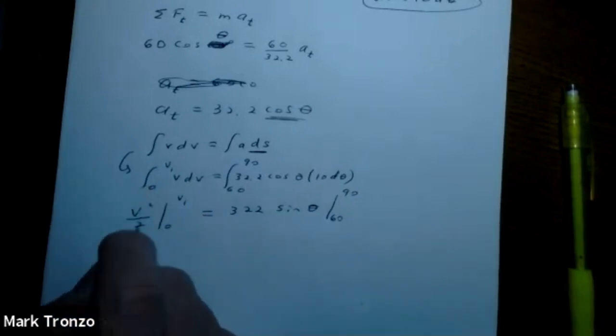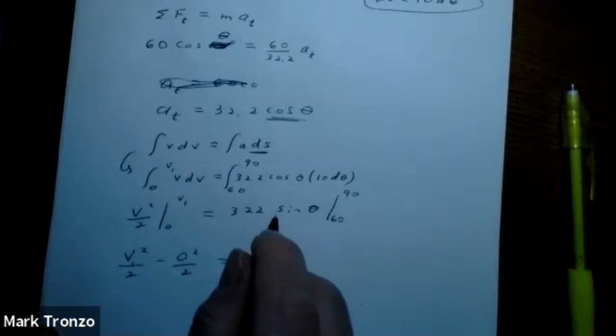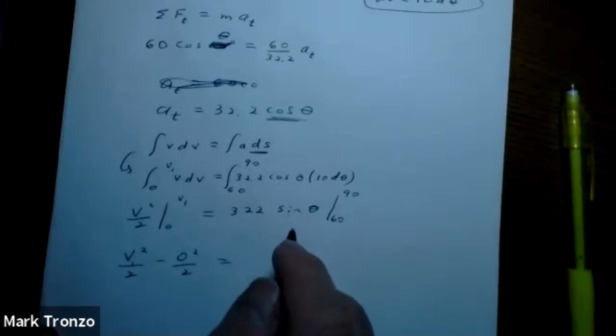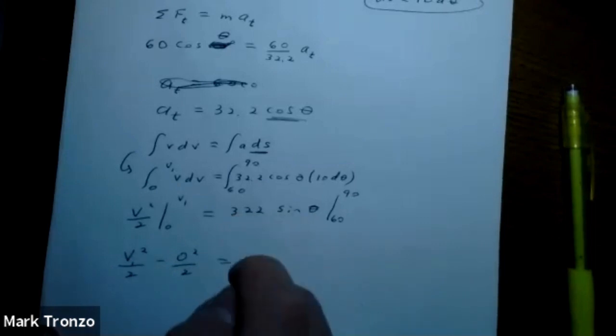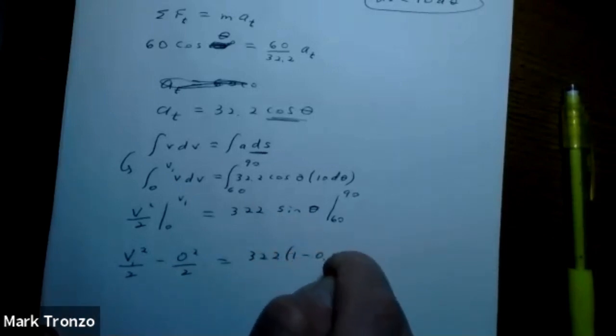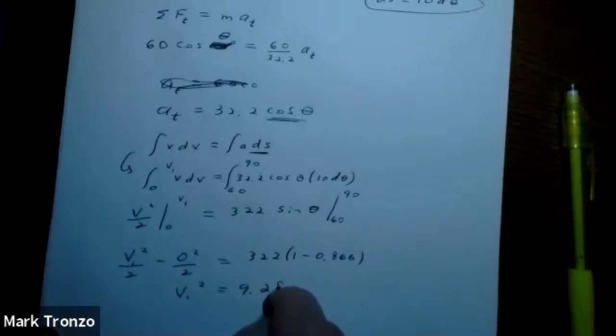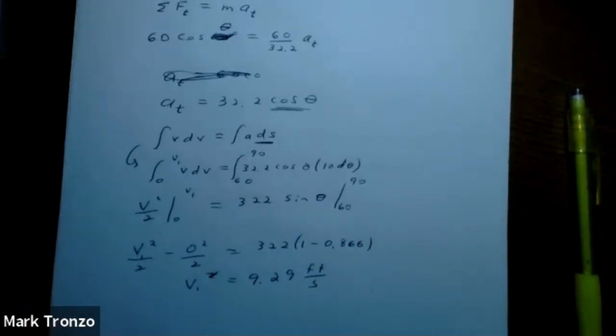And so we put these values in over here. The left side is v1 squared over 2 minus 0, and the right is going to be 322 times 1 minus 0.866. And then V1 is going to be 9.29 feet per second. Excuse me, V will be 9.29 feet per second.